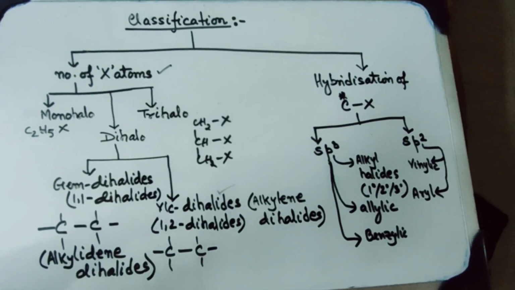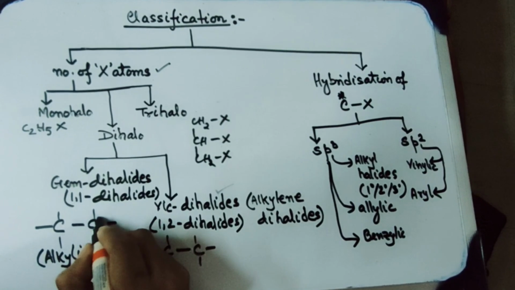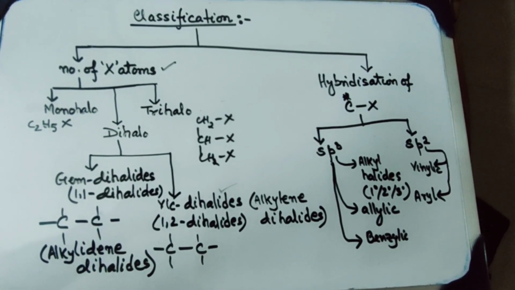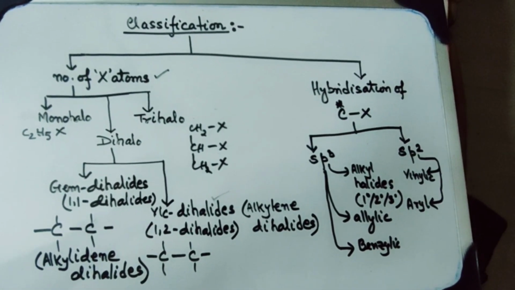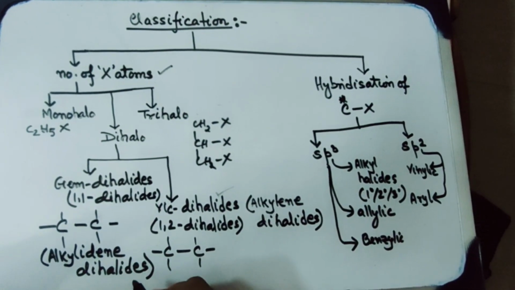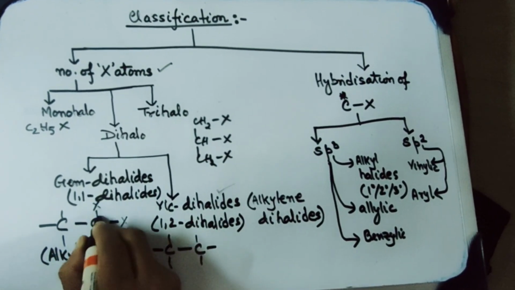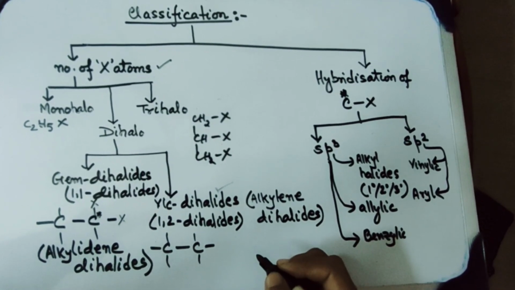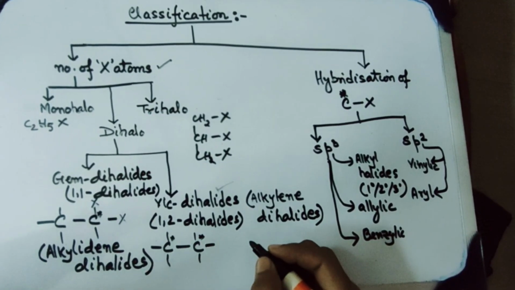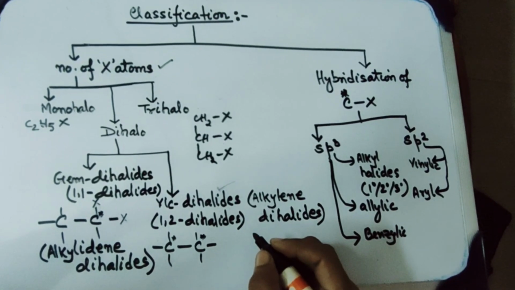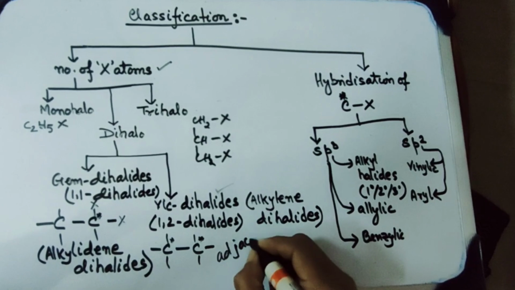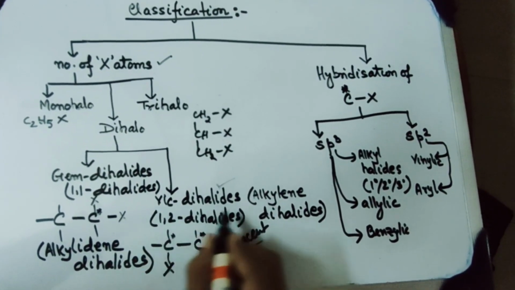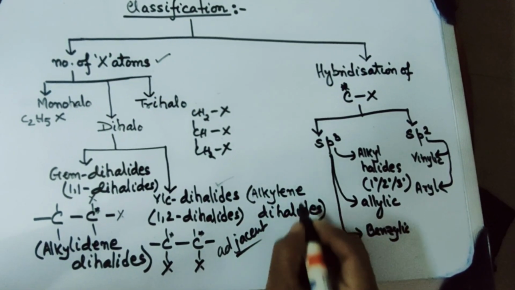Geminal dihalide means both the halogen atoms are attached to the same carbon. If two halogen atoms are attached to the same carbon atom, then it is a geminal dihalide, also known as 1,1 dihalide, or for the haloalkane system, alkylidene dihalide. So I can write one X here, another X here, two X on the same carbon atom. So this is a geminal dihalide because two halogen atoms are present on the same carbon atom. If two halogen atoms are present in the 1,2 position, it doesn't mean nomenclature numbering, it means adjacent positions. If the halogen atoms are present on adjacent carbon atoms, then it is a vicinal dihalide, also known as alkylene dihalide.